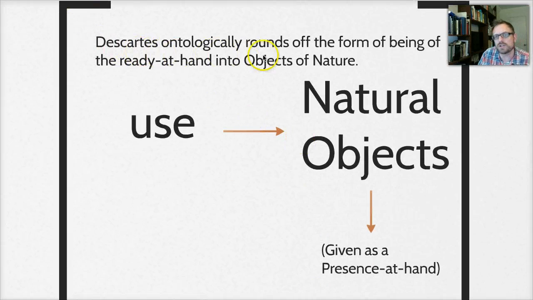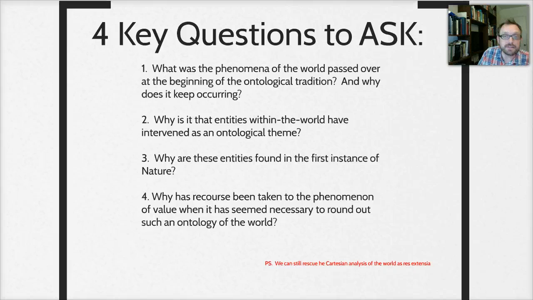So Descartes ontologically rounds off the form of being of the ready to hand into objects of nature. So things that are normally given to me in terms of their use turn into natural objects, which are given as the present at hand. And this is the way it works. You can never go backwards, which means that you can never make an account of Dasein's being in the world, right?